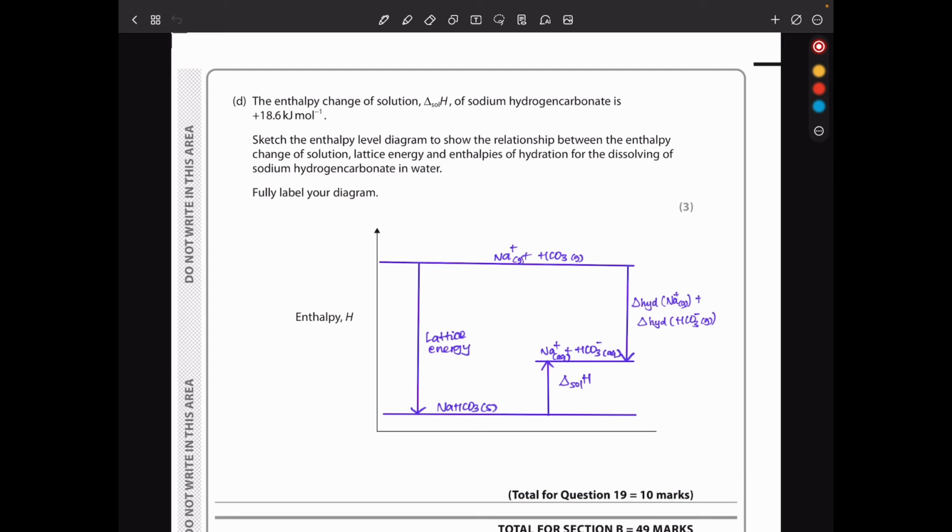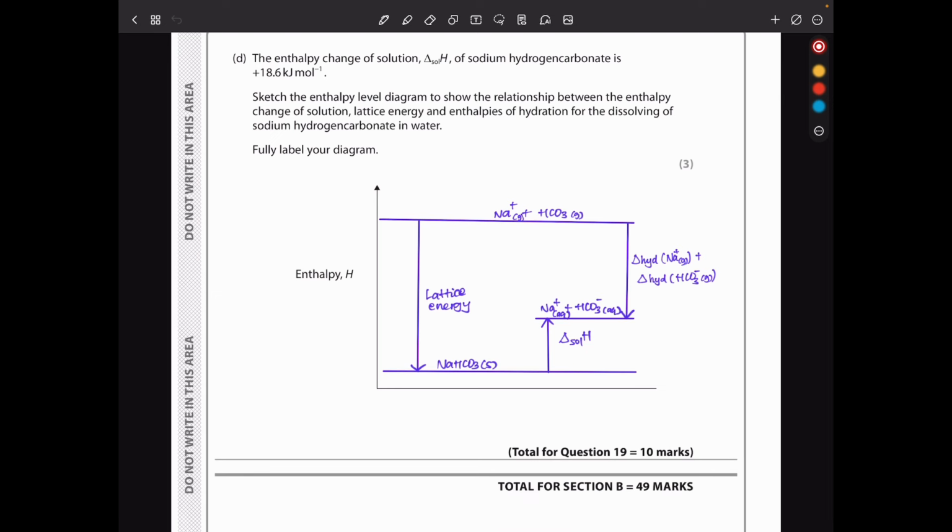Now remember that enthalpy of hydration should be when gaseous ions are converted into aqueous ions. So we see there is going to be an exothermic reaction. And then lattice energies when these are converted into solids. So we see a sodium hydrogen carbonate solid formed. And then solution is going to be when this solid dissolves, since this is an endothermic reaction. And this is based on that value here.